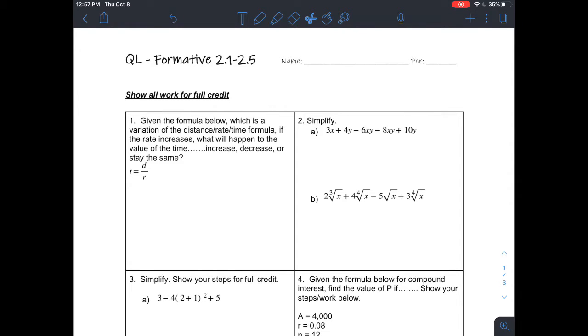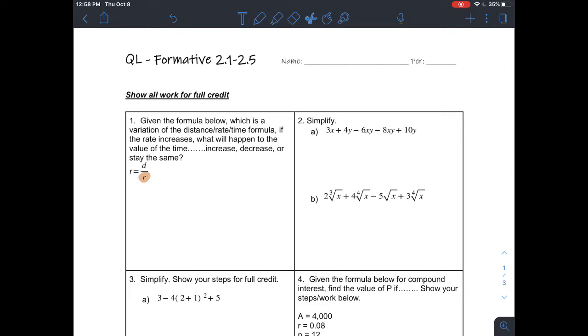Given the formula below, which is a variation of the distance, rate, times time formula, distance equals rate times time, except this time I solved it for time. So if the rate increases, what will happen to the value of time? Will it increase, will it decrease, or will it just stay the same? To do this, we're looking at rate, which is in the bottom of our fraction, the denominator. If we increase that value, what will happen to time?